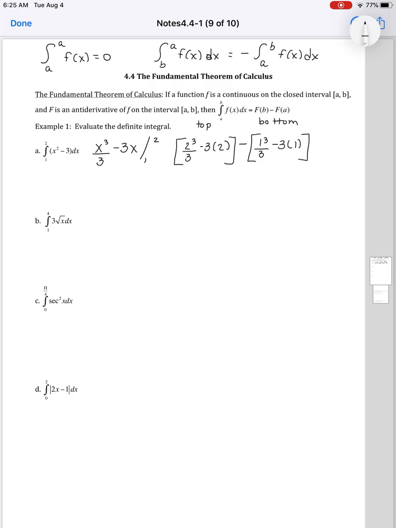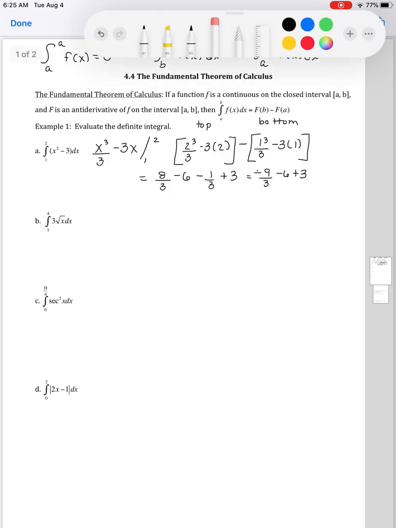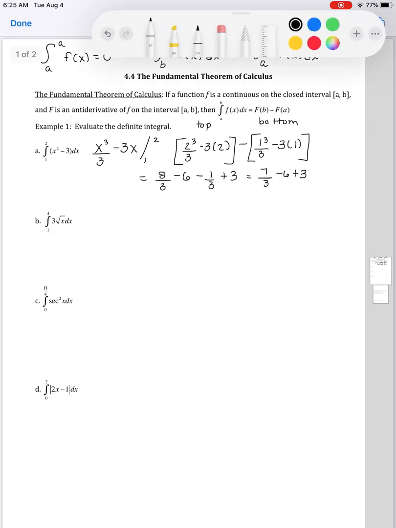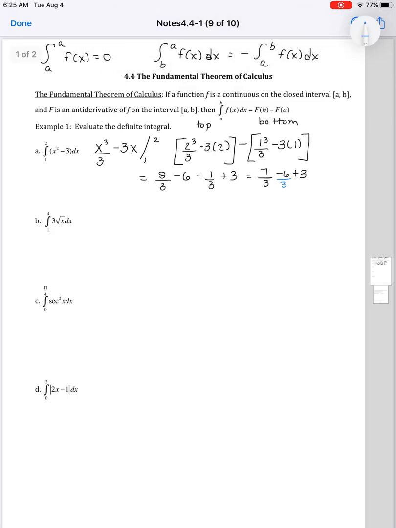minus, so it's top minus bottom. And then we're going to do the same thing with the 1. And we're going to simplify. We're going to try not to use any calculators. So we get 8/3 minus 6 minus 1/3 plus 3 when we distribute the negative. So we get 7/3 minus 6 plus 3. Sorry, that's not 9/3, that's 7/3.